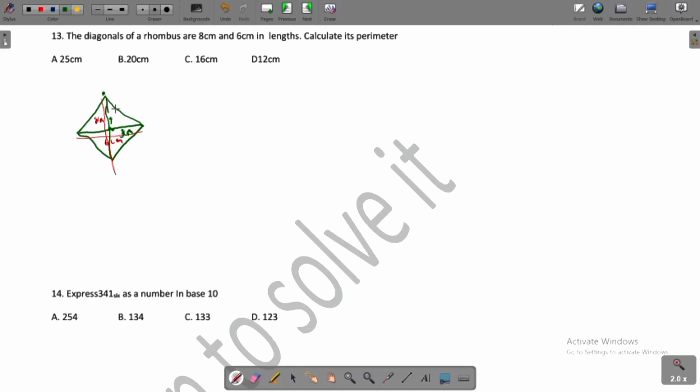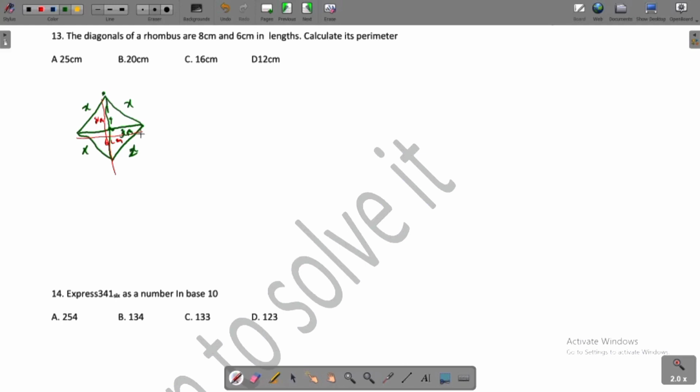Now we are given this diagonal, but we are not given this side. This side. This side. This one. This side. Because we have to find the perimeter. The perimeter is you add this side together. From here to here, from here to here, from here to here. Now for us to get this side, if you can get any of this side, the sides are equal, because a rhombus has 4 equal sides.